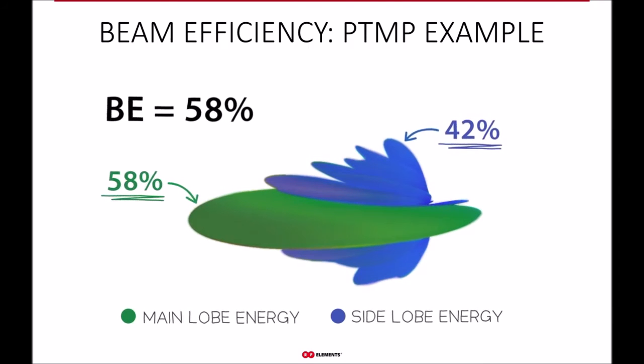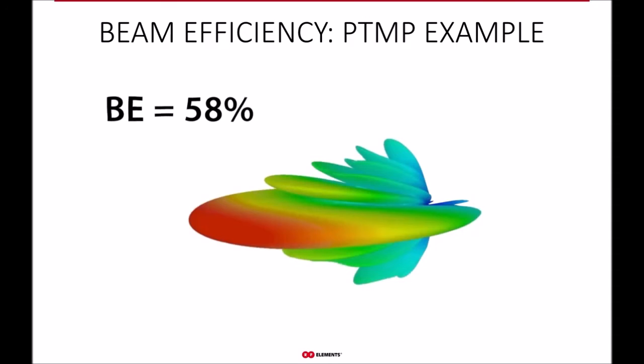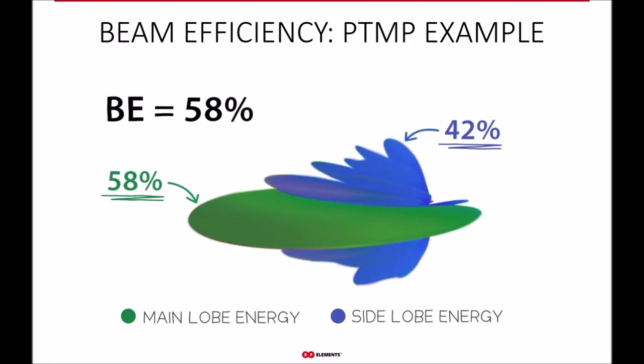So beam efficiency includes all the side lobes of an antenna, not just one or a slice of the radiation pattern, but the whole package, the full 3D data, unlike the other noise suppression measures you might know, such as front-to-back ratio, side lobe level, or ETSI masks.